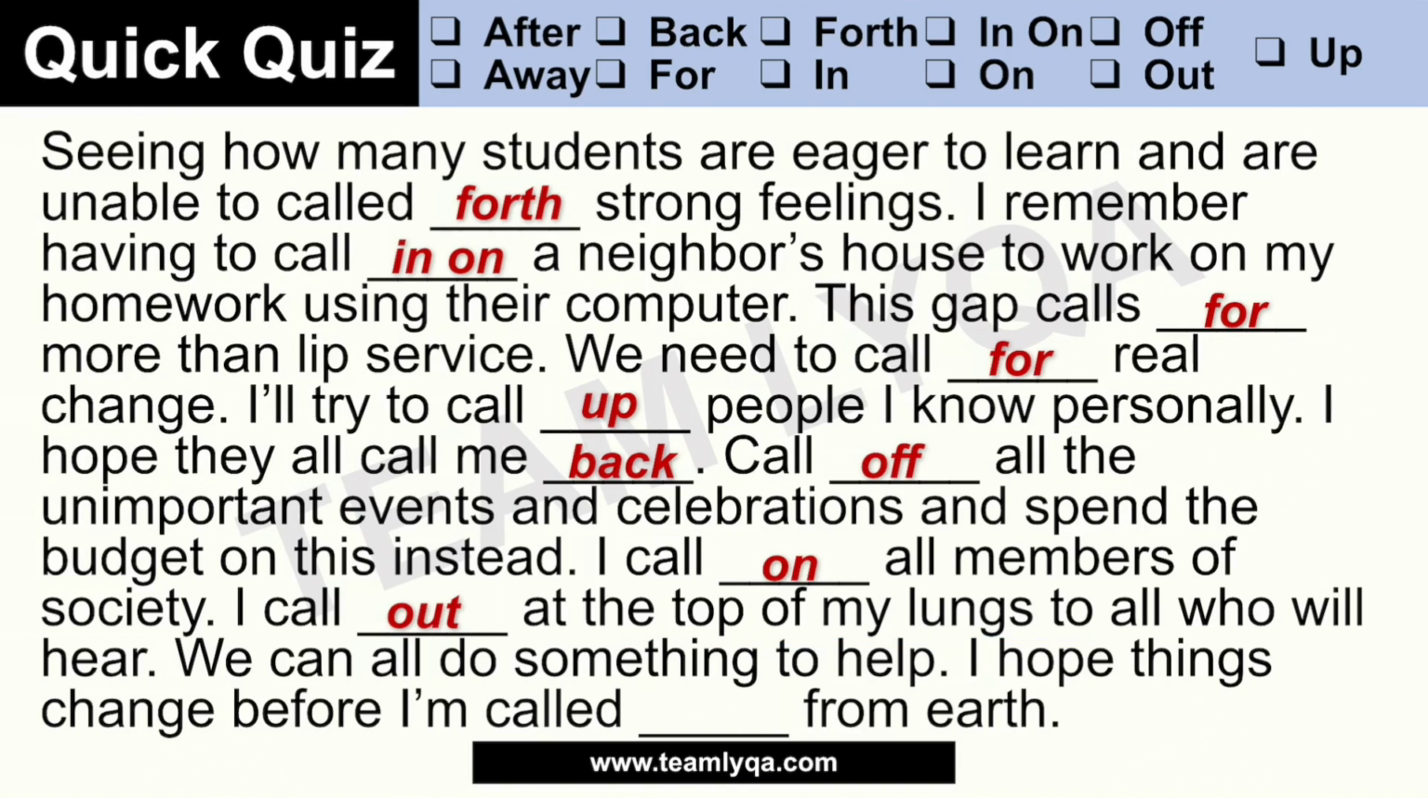I hope things change before I'm called blank from earth. So, sana magbago ang lahat bago ako ma-call from earth eh. So, ibig sabihin palayo sa earth, called away from earth. So, siguro bago siya daw mamamatay. O bago siya mamatay. Okay? So, yan yung sagot natin. Forth, in, on, for, up, back, off, on, out, and away.